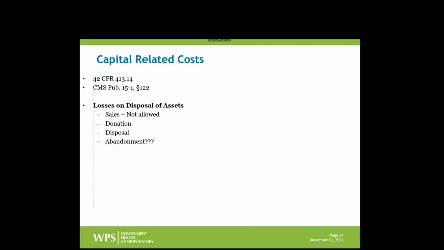Oh, and I backed up there. I said earlier we would use that same methodology. That's actually not the case. The methodology in this situation is it gets amortized over the remaining life of the asset, what the remaining life would have been for that. So a different way of treating that. That's all detailed in section 122, and I think even some additional sections.